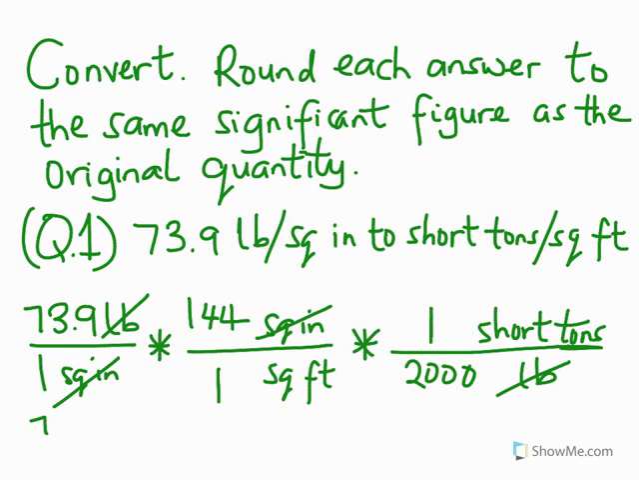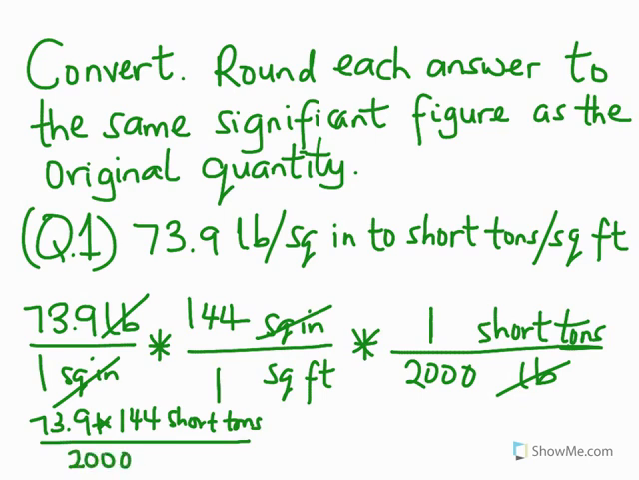So this will actually be 73.9 times 144 short tons, all divided by 2,000 square feet. And when you multiply and divide, you have to follow the order of operations. Make sure you follow the order of operations. When you do that, you convert it and round it up to the original quantity, which has 3 significant figures. So if you round it to that, you will have 5.32 short tons per square feet. And this becomes your answer here.